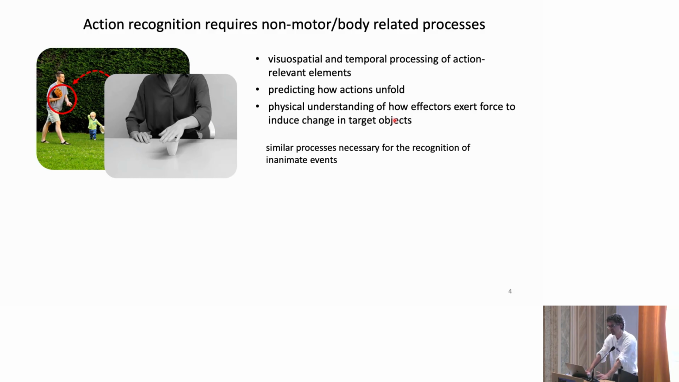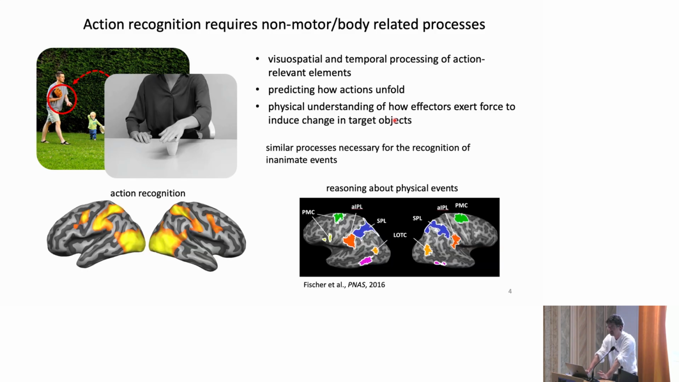Now, these aspects are important not only for the recognition of actions, but also for the recognition of dynamic events in general. And it is remarkable, actually, that the network that is involved for action recognition is very similar to the network that you obtain when people, for example, reason about physical events. So an important question is therefore, which regions of the action observation network are actually action-specific, and which regions would actually be recruited in general for dynamic events. And that's what I will address in the second part today.